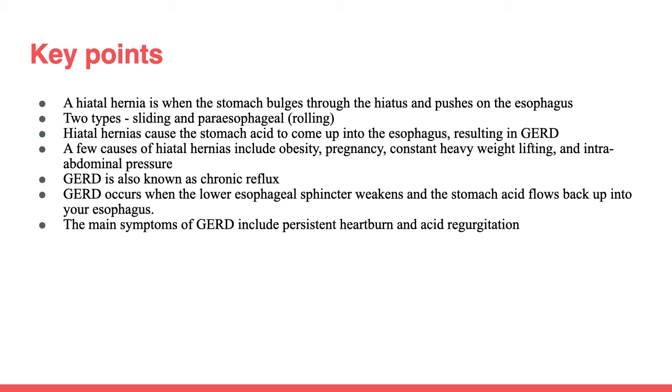So some key points and takeaways from our presentation. First, a hiatal hernia is when the stomach bulges through the hiatus and pushes on the esophagus. And there are two types of hiatal hernias. The first one is a sliding hernia, and that's when the stomach pushes through the hiatus and kind of just pushes the esophagus up. And then the paraesophageal or rolling hernia, that's when it's the same thing, the stomach pushes through the hiatus, but it kind of pops out to the side of the esophagus, and usually that places pressure actually on the outside of the esophagus.